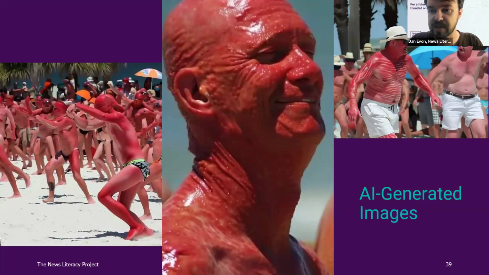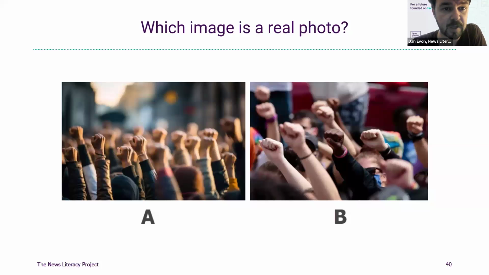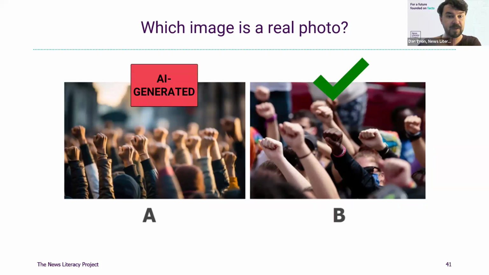And to help show that, let's take a little test and look at some AI generated content versus real content. So let's see if we can tell which image is the AI generated image and which one is the real photo. Again, feel free to answer in chat if you think it's A or B here. We're seeing a lot of support for B and some A's, but let's see which one's real. So B is the real photo there.